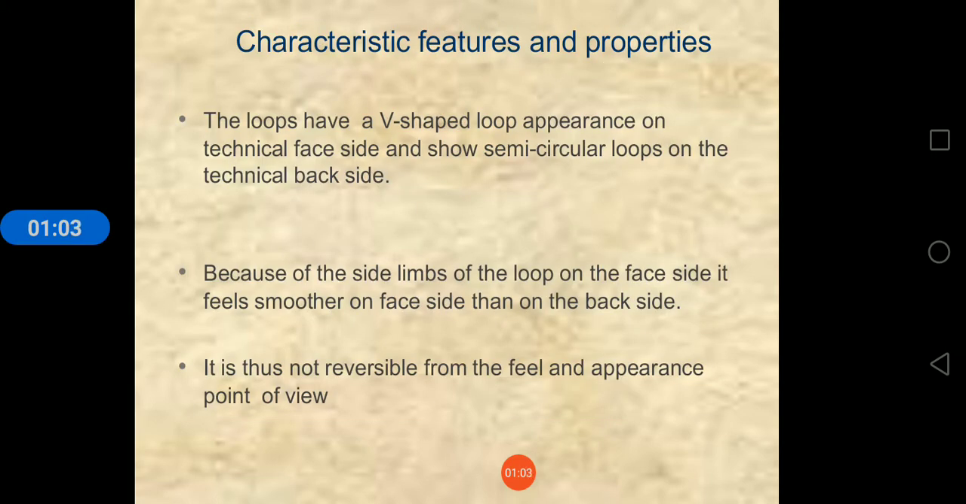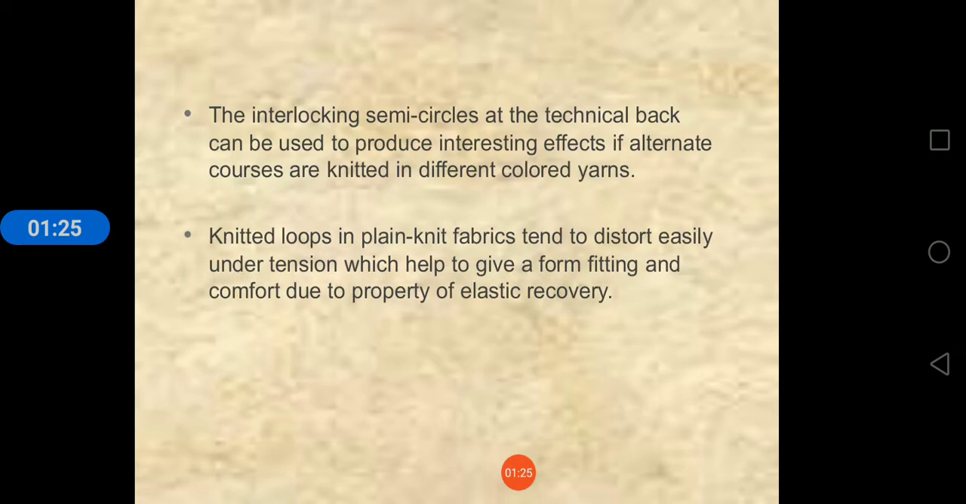Characteristics, features and properties. The loops have a V-shaped appearance on the technical face side and show similar circular loops on the technical back side. Because of the side limbs of the loops, the face side feels smoother than the back side. It is reversible from the feel and appearance point of view. The interlocking semicirculars at the technical back can be used to produce intersecting effects if alternate courses are knitted in different colored yarns.